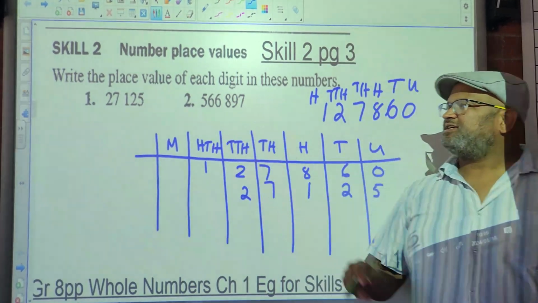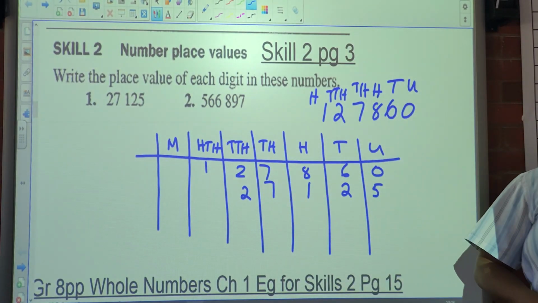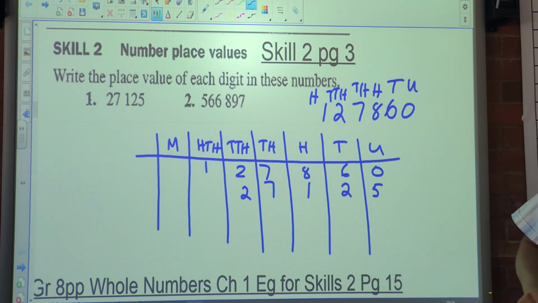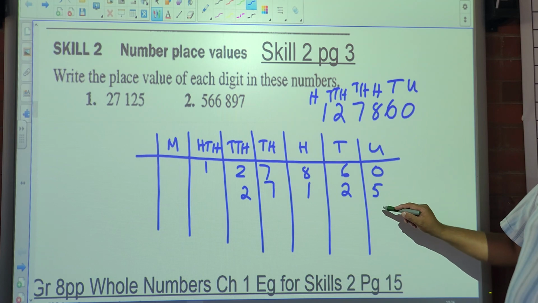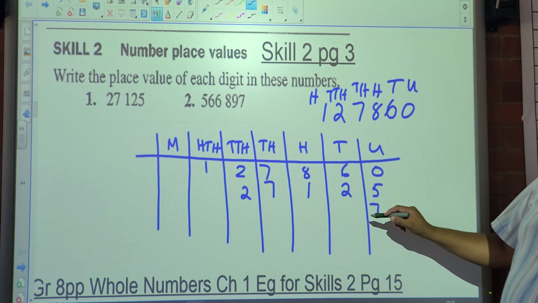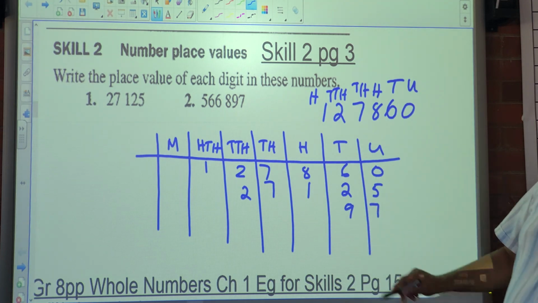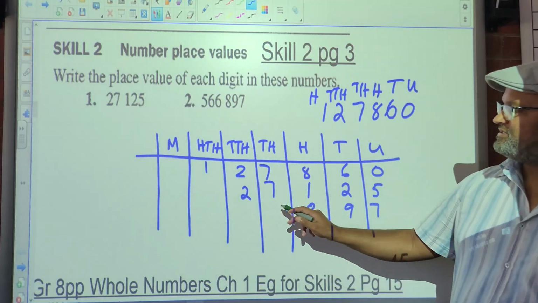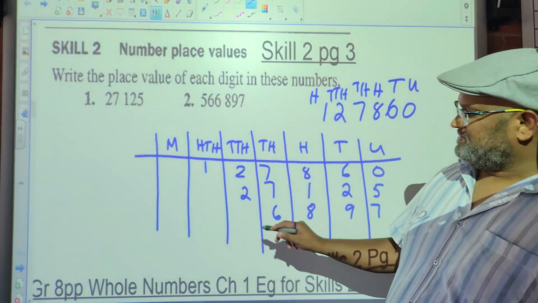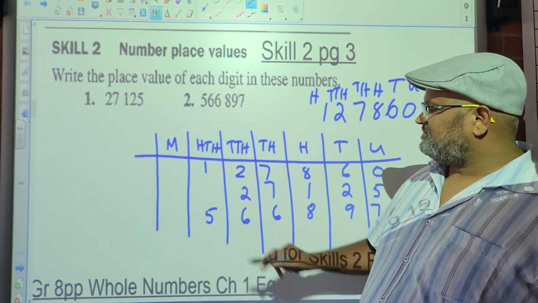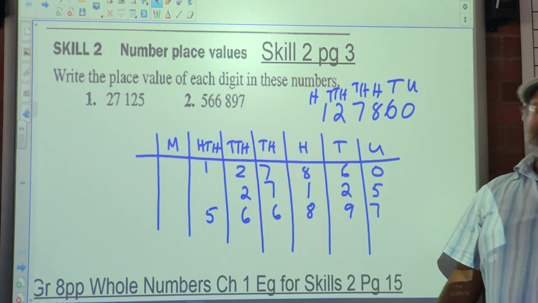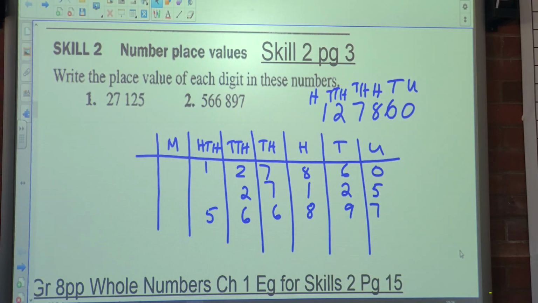What number is this? 566,897. So we fill in this table here. It will be how many units? 7 units, 9 tens, 8 hundreds, 6 thousands, 6 ten thousands, and 5 hundred thousands. Okay. You all understand? Any confusion?